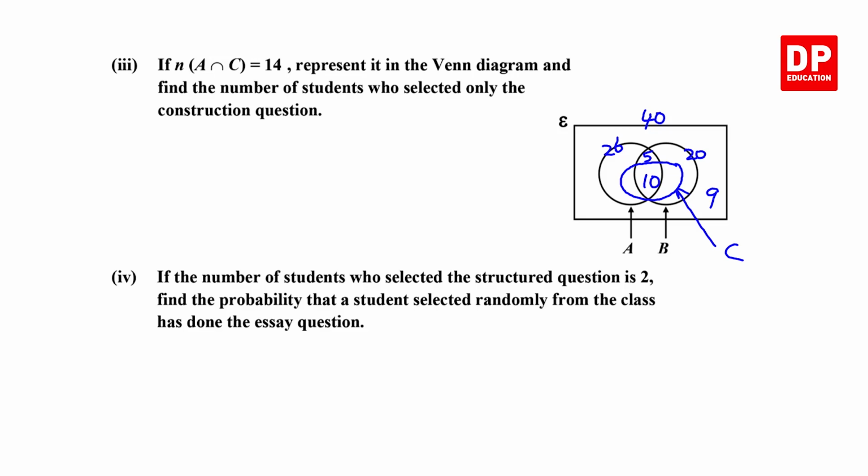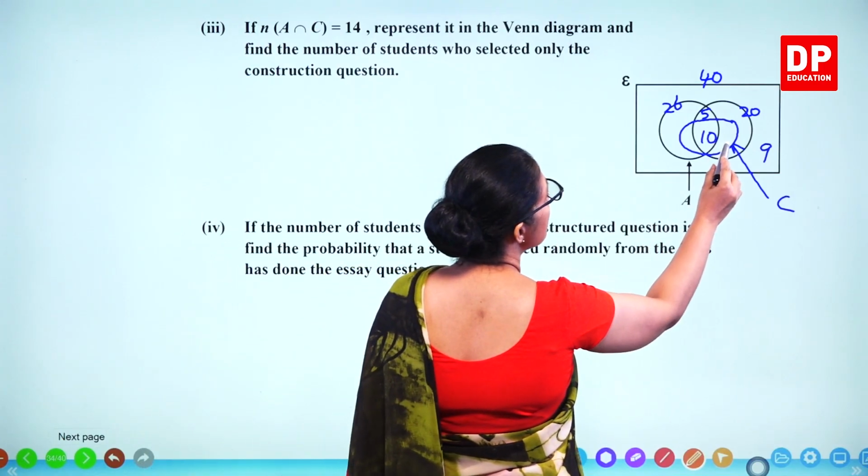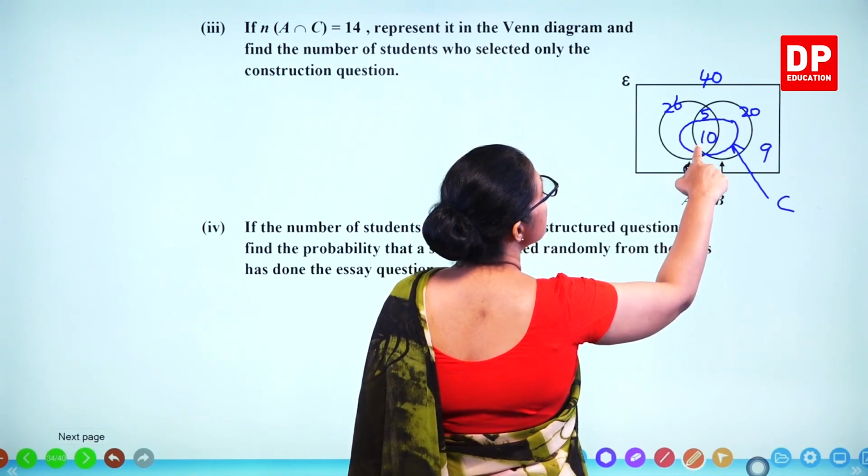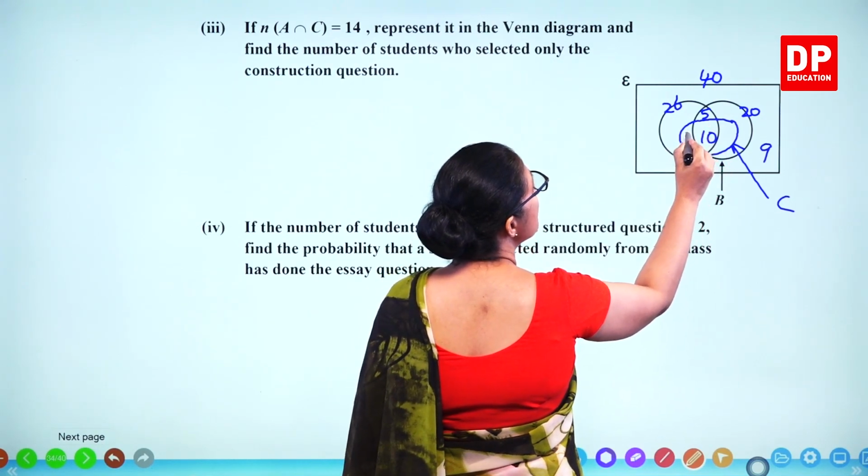Part 3, if the number of elements in A intersection C is 14, A and C is 14. Here 10 is there, so that means this is 4.